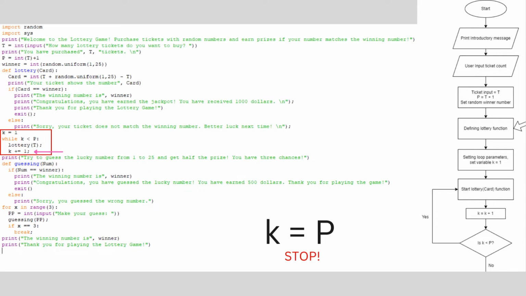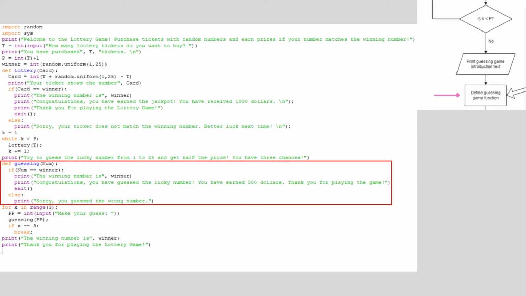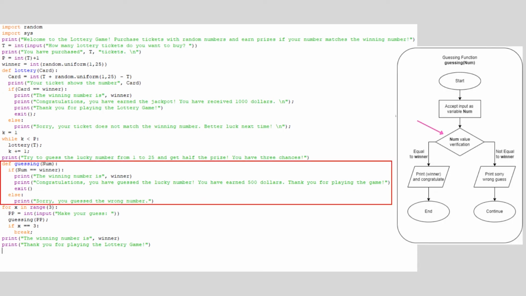In the lottery function, if you win, the program will stop and end, but if you don't, the program will continue to the second section where an introductory text is printed about the guessing game. The user is supposed to have 3 guessing chances here, so the guessing game is defined by the guessing num function, which checks an input value num against the winner value. Similar to the lottery game, if the inputted value is equal to the winning number, the program will stop, but otherwise, a sorry message is printed and the program continues. If this function is called and an input is given, keep in mind that it will only run once.